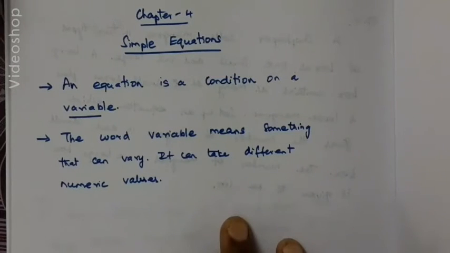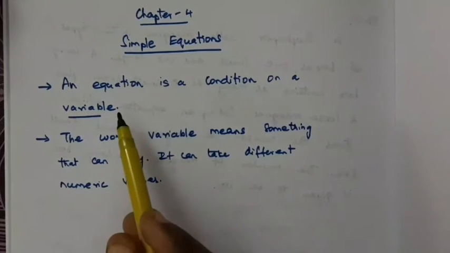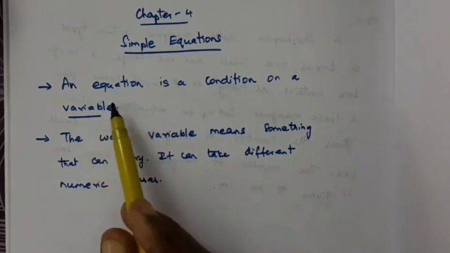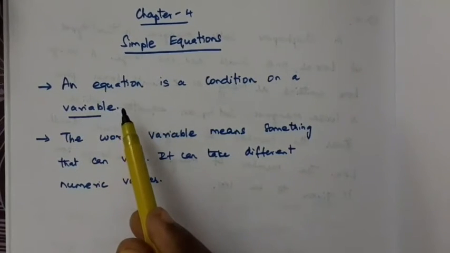Good morning. Now we will start with chapter 4, simple equations. First we will see what is a definition for equation. An equation is a condition on a variable. So this is a definition for equation.